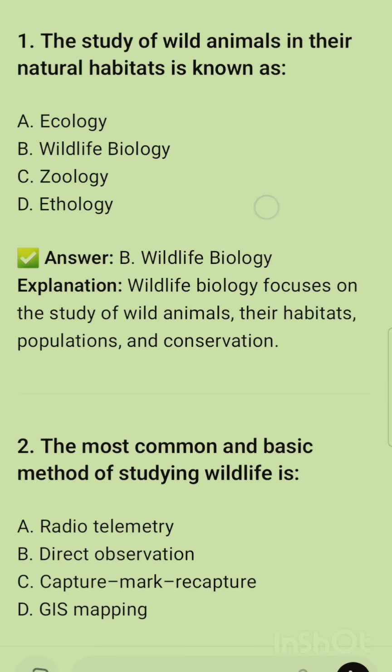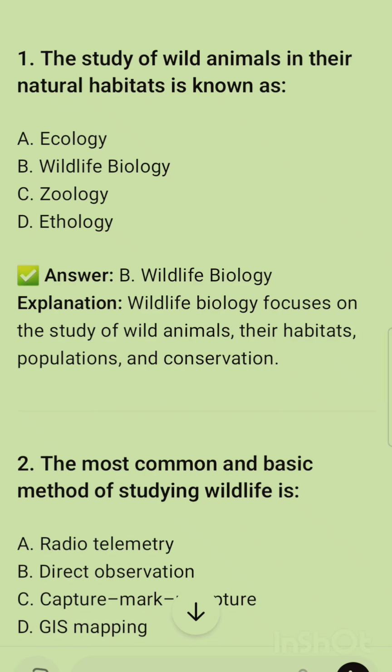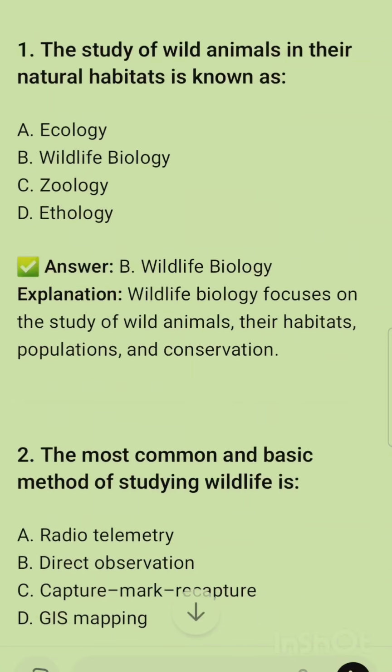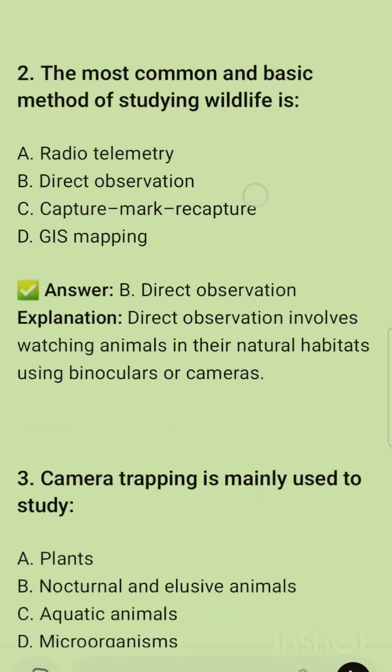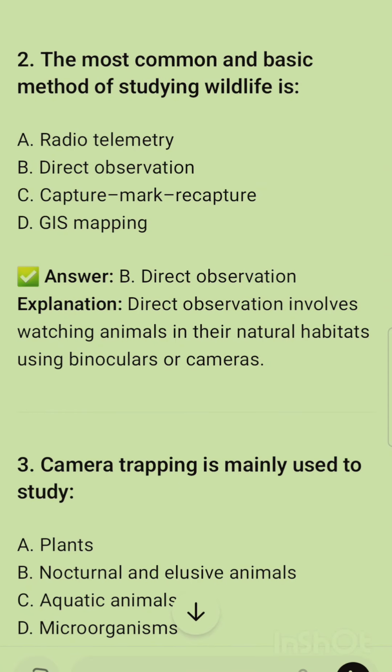The first MCQ is: the study of wildlife animals in their natural habitat is known as. Options are ecology, wildlife biology, zoology, and ethology. The correct option is option B, that is wildlife biology. The next question is: the most common and basic method of studying wildlife is. The most common and basic method of studying wildlife is option B, that is direct observation.